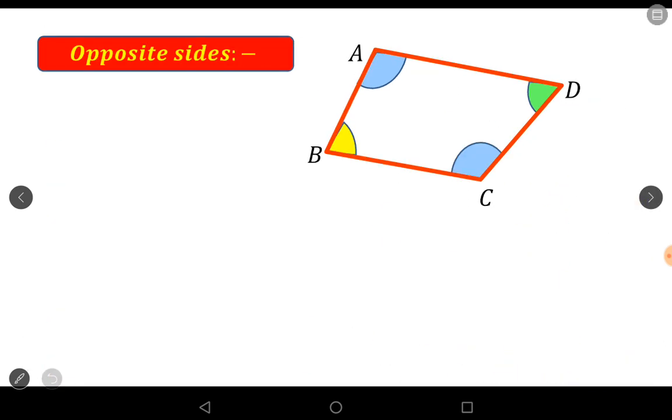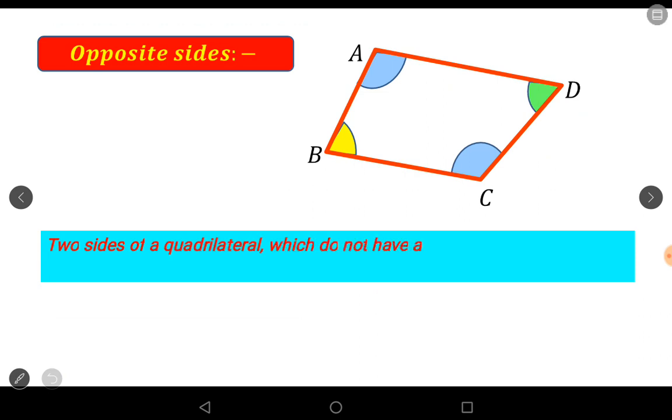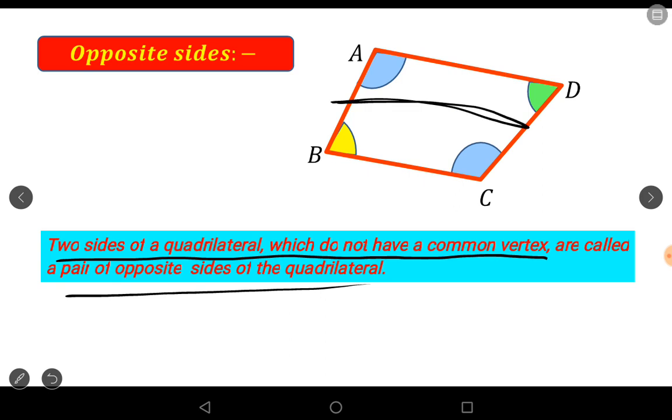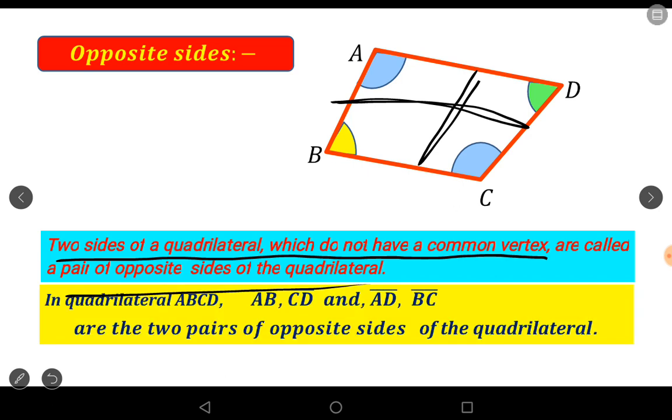Next one, opposite sides. Opposite sides means two sides that do not have a common angle. Two sides of a quadrilateral which do not have a common vertex are the opposite sides of the quadrilateral. Here AB and CD, these two are one pair of opposite sides. Always AB and CD, BC and AD are the opposite sides of the quadrilateral.